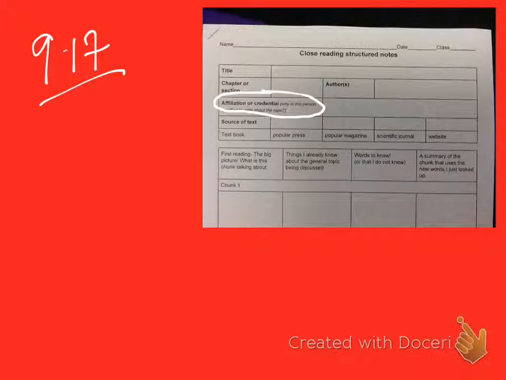A credential would be like if it said Narissa Hannon, PhD, or Dr. Narissa Hannon. You know, that tells us, okay, she has an advanced degree here.